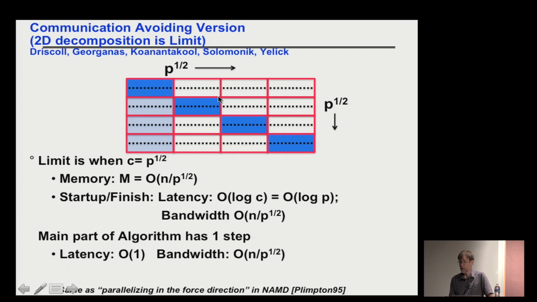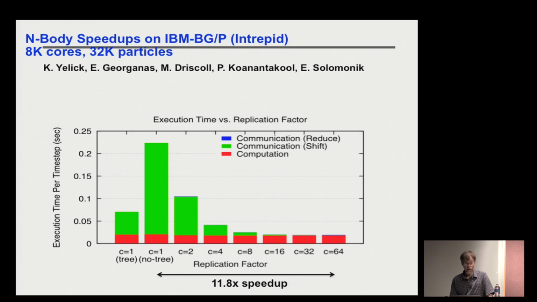So let me show you some speedups, and they're pretty large. So here's some examples where on an IBM-BG, 8,000 cores and 32,000 particles. It seems like a waste, right? That's only 4 particles per core. You'd think that you are going to be overwhelmed by communication. And indeed, if you use the naive algorithm, we are. But if you use the algorithm that I just showed you, the communication goes away entirely, and you get perfect speedup.